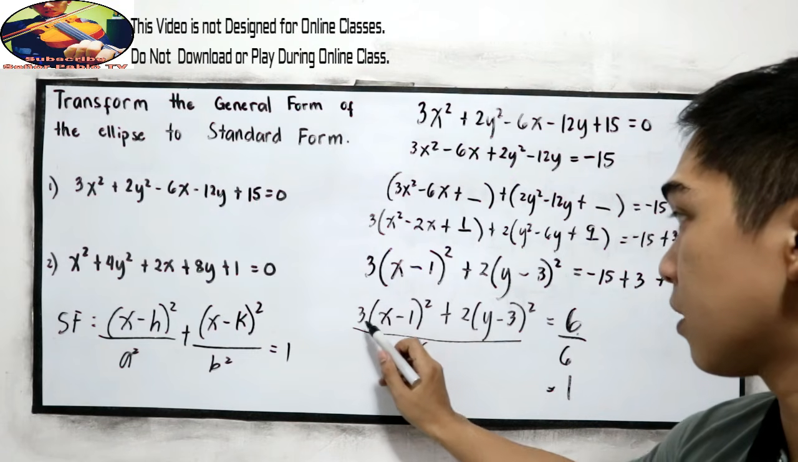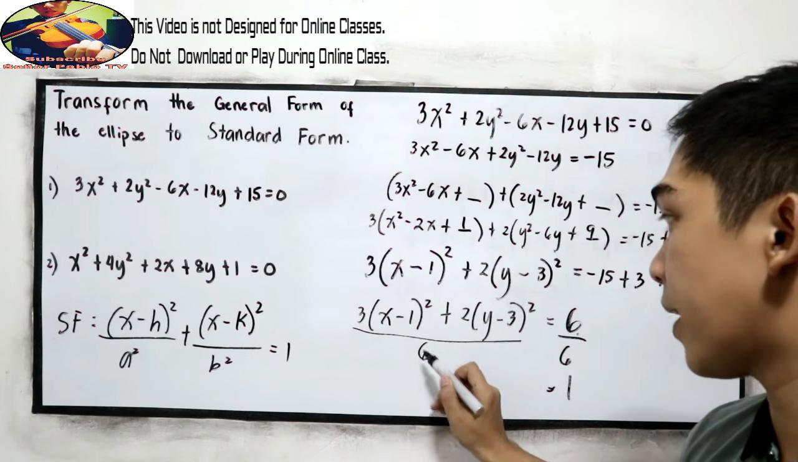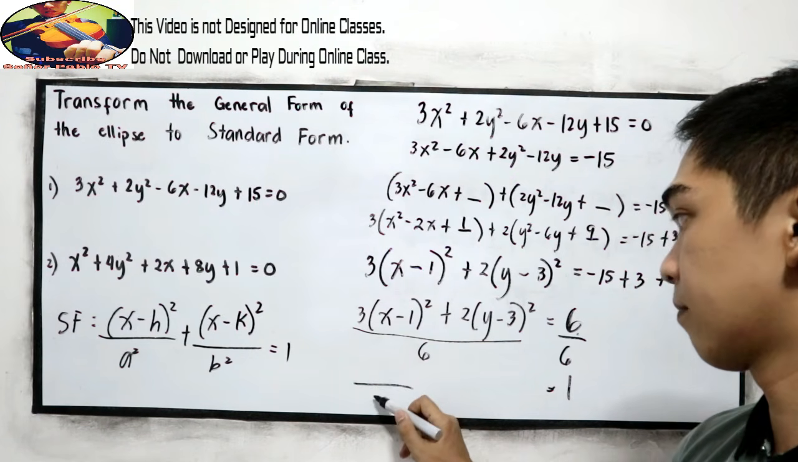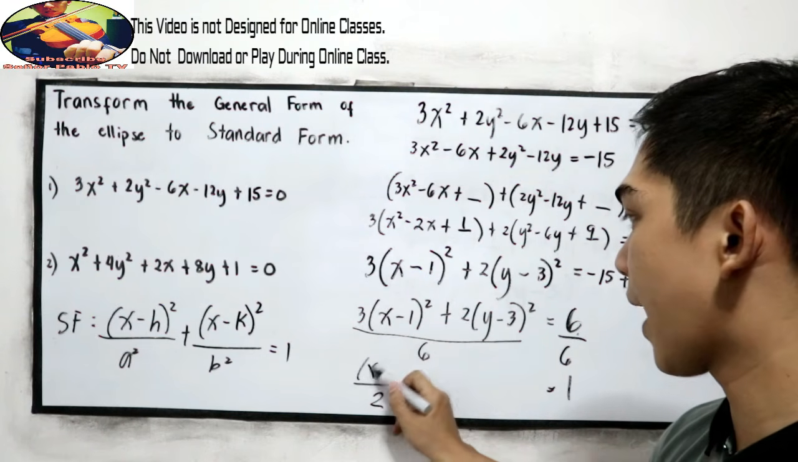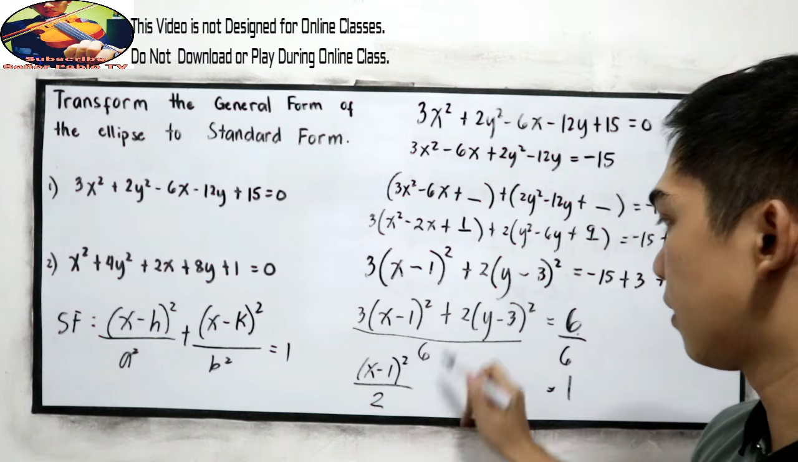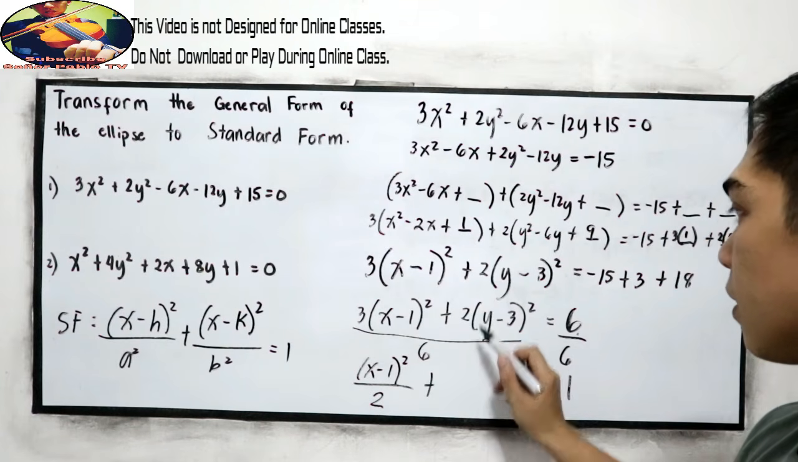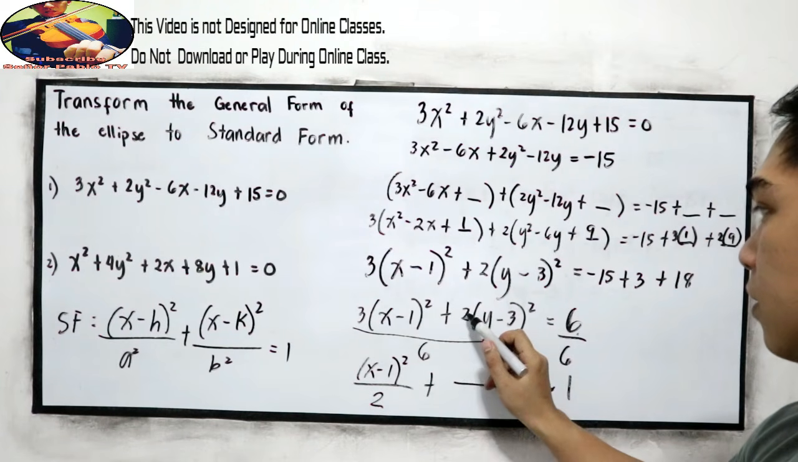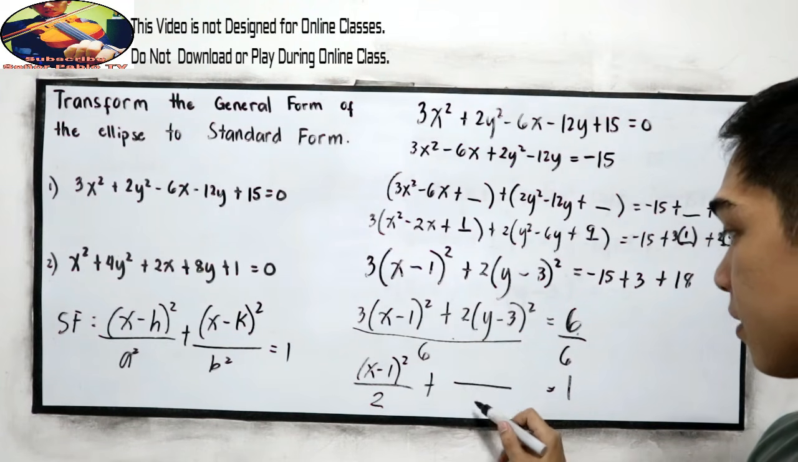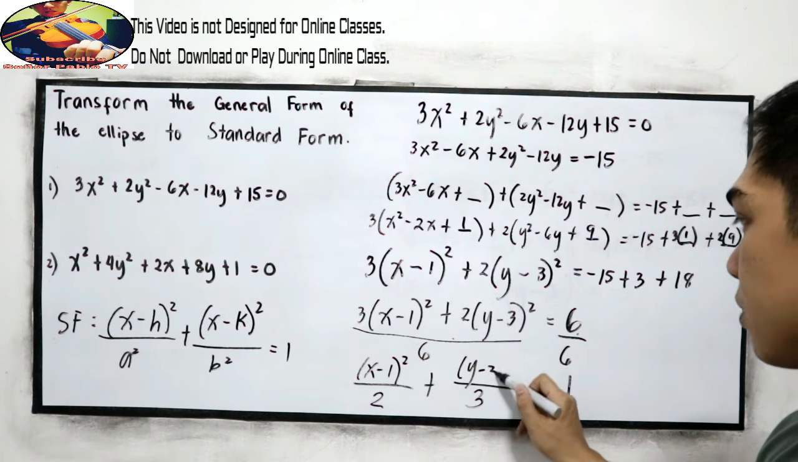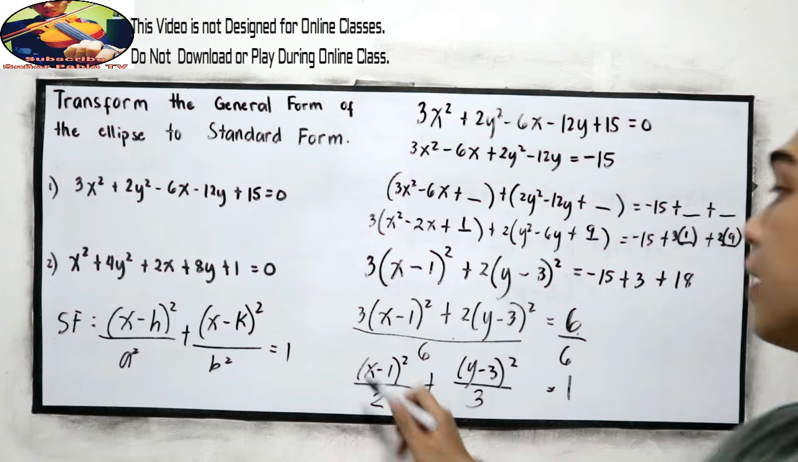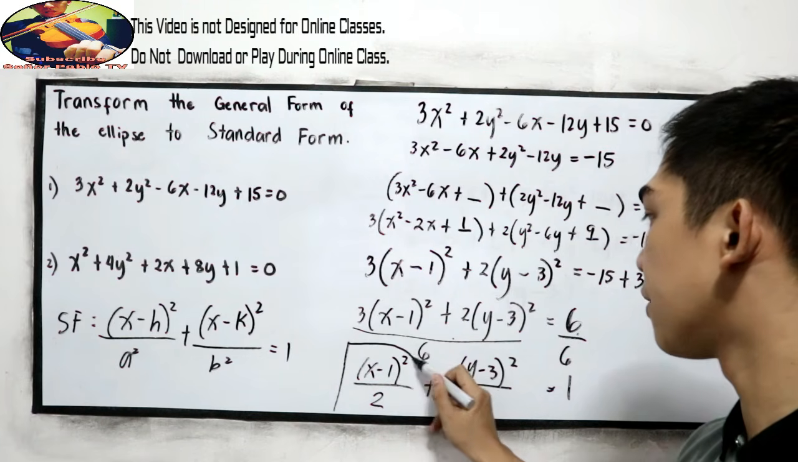So in this case, 3 divided by 6, so we have 2, then copy x minus 1 squared plus 2 over 6, so we have 3 as denominator, then y minus 3 raised to 2. This will be our standard form.